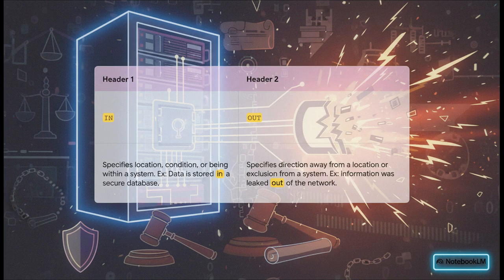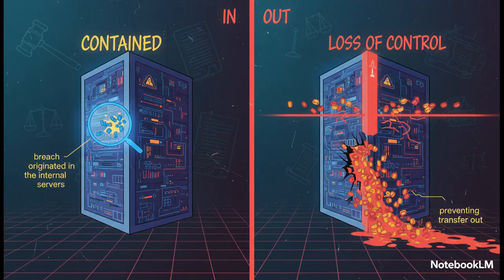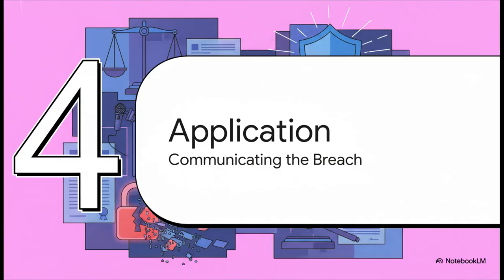Information was leaked out of the network. That one little word can be the difference between data being legally secure or legally compromised. And look at the legal power these prepositions have in practice. Saying a breach originated in the internal servers helps you define the scope of your investigation. But a law that prevents data transfer out of a country, that sets a hard legal boundary. And when you report that data has moved out of the network, you're making a very serious legal statement about a loss of control.